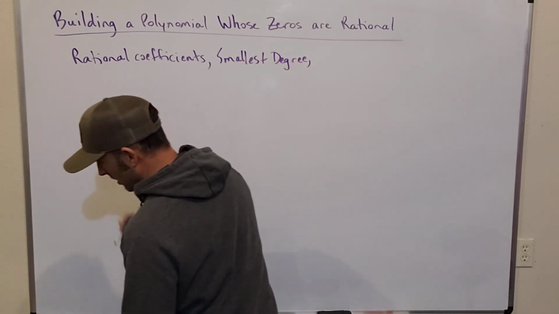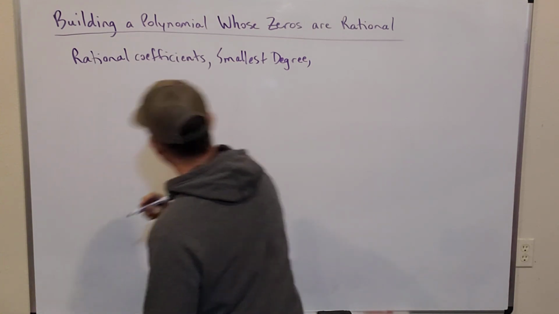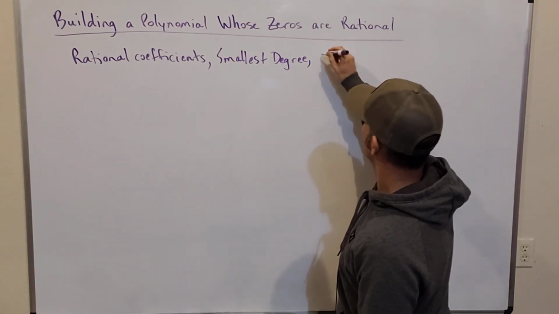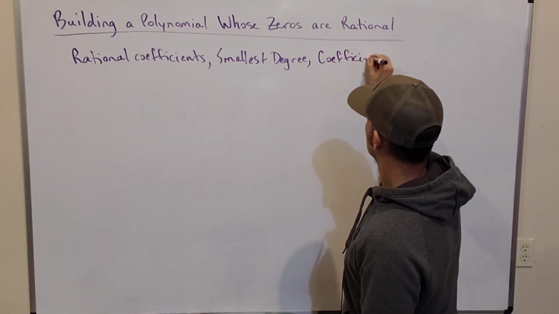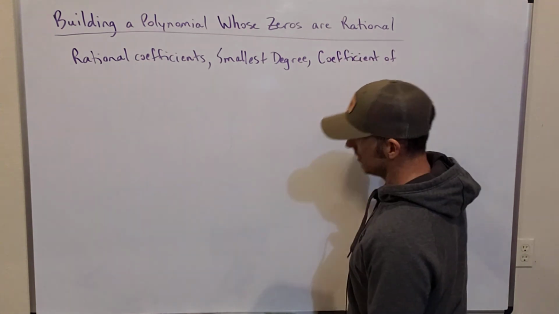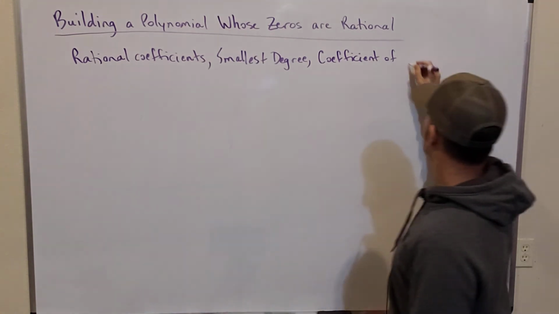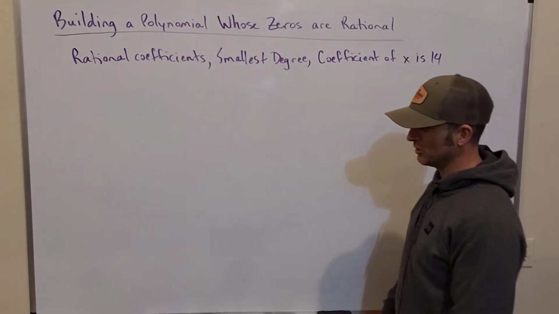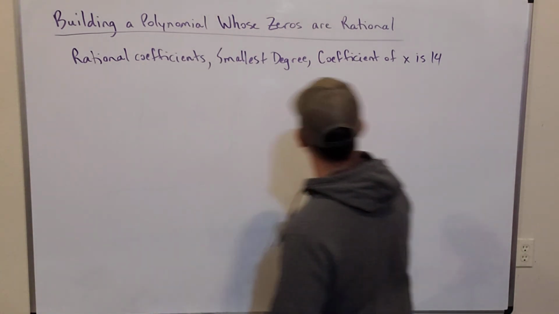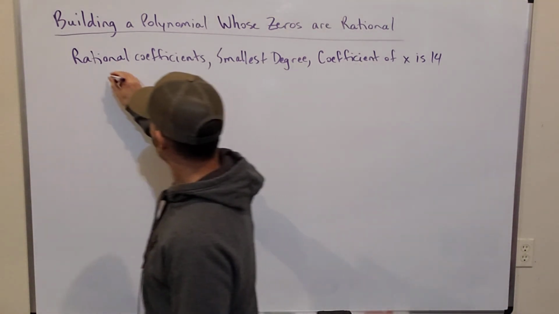Okay. And let's also assume that in the final answer, the coefficient of x is 14. So this is an interesting little kink in the problem. And so now I'll give you the zeros.